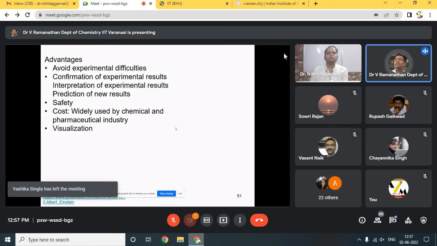Of course, it is very safe. Nobody has died of carrying out computational chemistry.